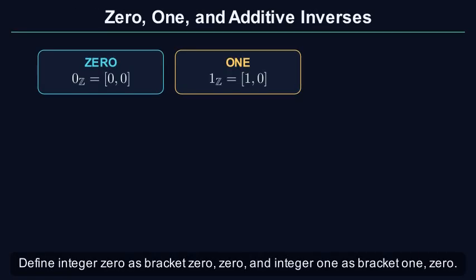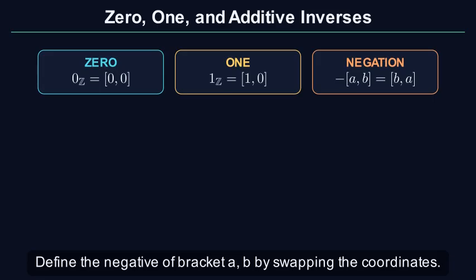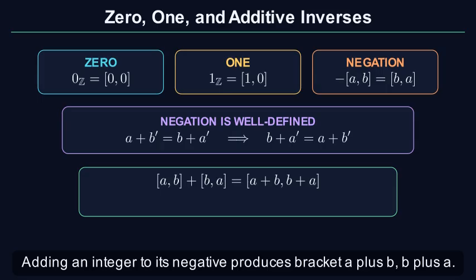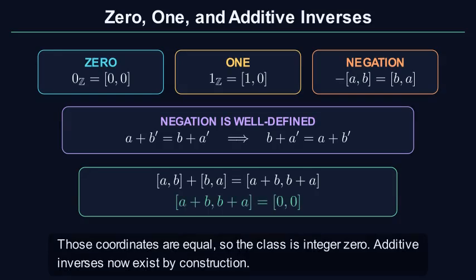Define integer 0 as bracket 0, 0, and integer 1 as bracket 1, 0. Define the negative of bracket a, b by swapping the coordinates. If two original representatives are equivalent, the swapped representatives satisfy exactly the reversed cross-sum equality. Adding an integer to its negative produces bracket a plus b, b plus a. Those coordinates are equal, so the class is integer 0. Additive inverses now exist by construction.